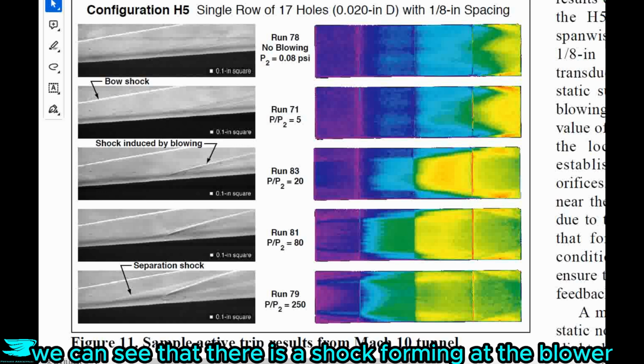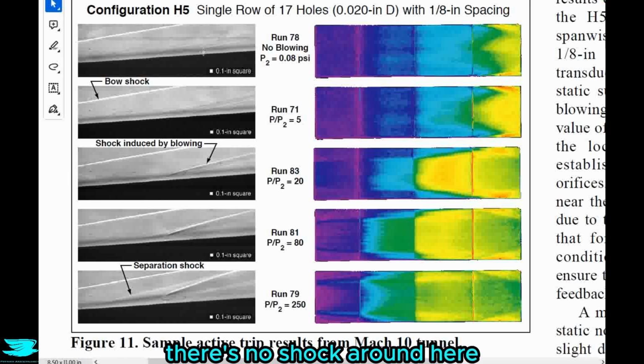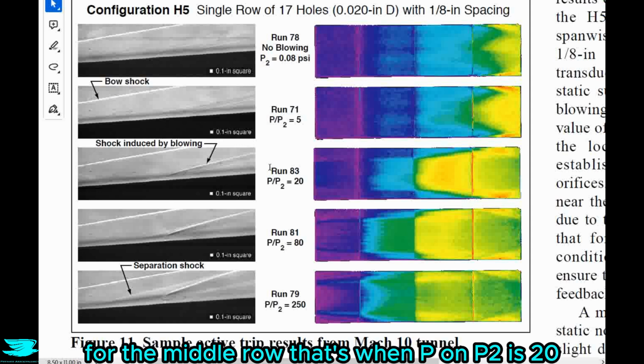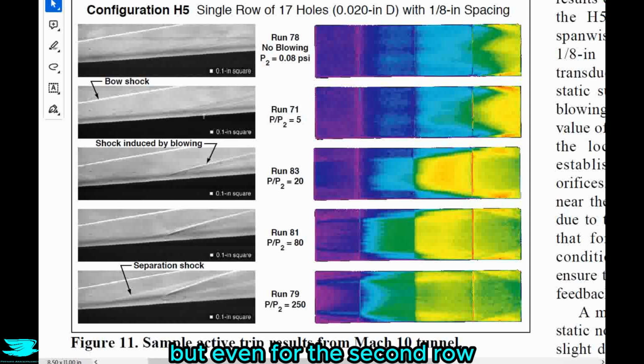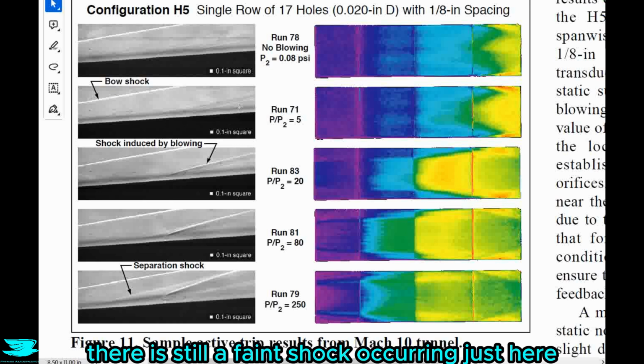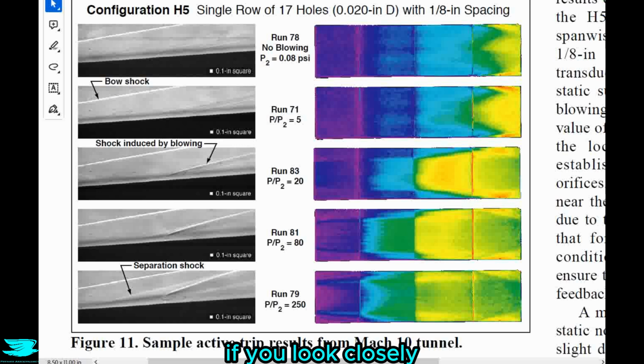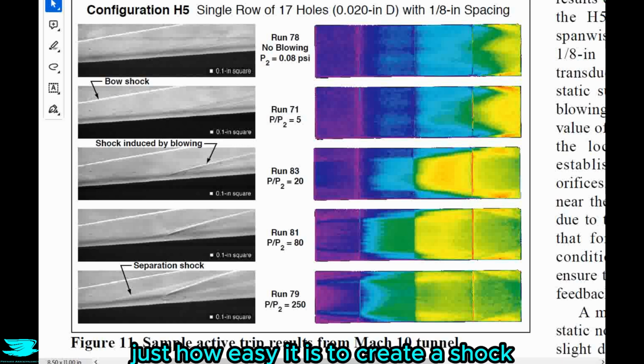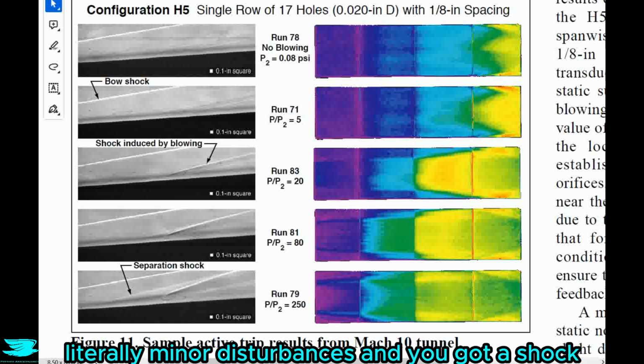Now in the Schlieren, we can see that there is a shock forming at the blower whenever the blower occurs. So there's no blower here, there's no shock around here. As soon as the blower occurs, we get another shock forming here. And in fact, the authors have labeled the shock induced by blowing for the middle row, that's when P on P2 is 20, but even for the second row, when there is a little bit of blowing, but at a much lower pressure, there is still a faint shock occurring just here if you look closely. It's not very strong, but it is there. So it is always surprising just how easy it is to create a shock at supersonic and hypersonic speeds. Literally minor disturbances and you got a shock.